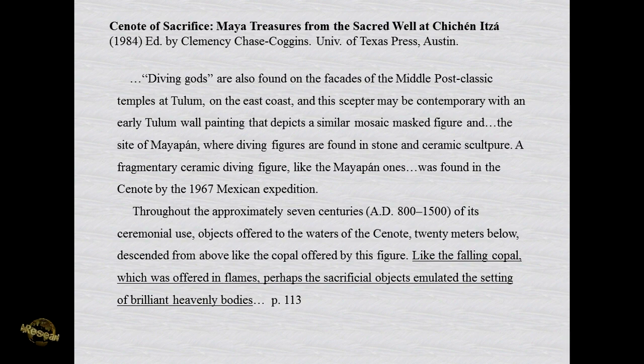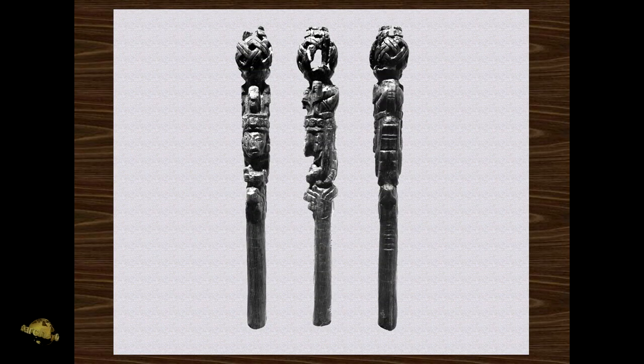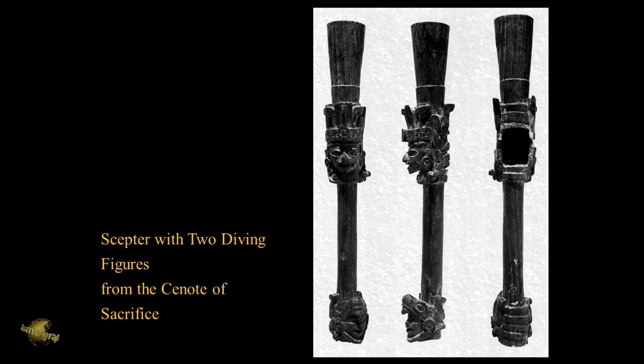And since Sam is going to chase us out of here, we'll jump quickly to this one. Here is a scepter with 2 diving figures. One down here, and if we look closely at this, you'll notice the serpent's mouth. It's the same as that. Look at this. See the head descending from the serpent's mouth? And then at the top, we have the diving figure. And up here we have the hollow chamber.